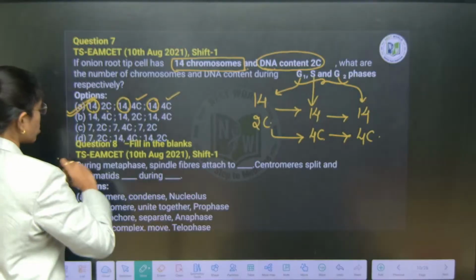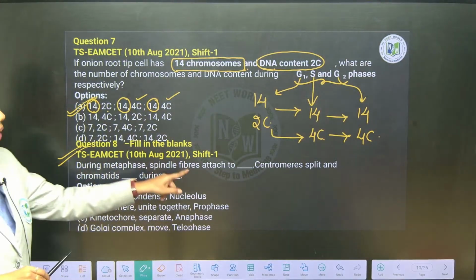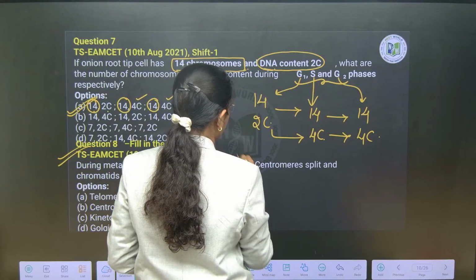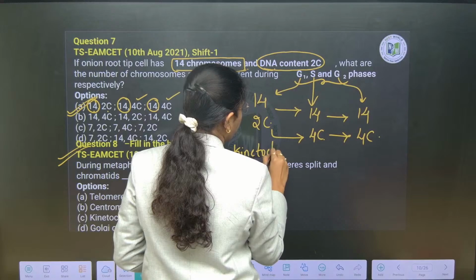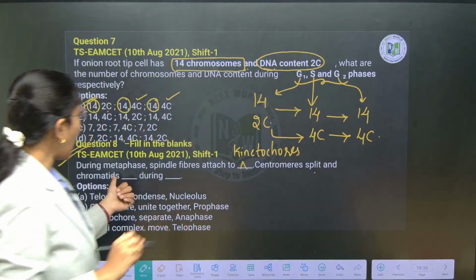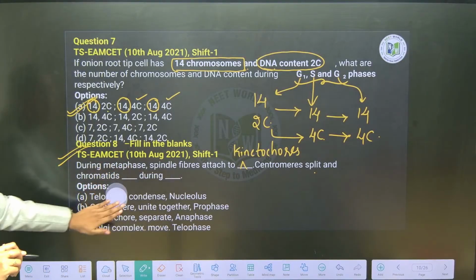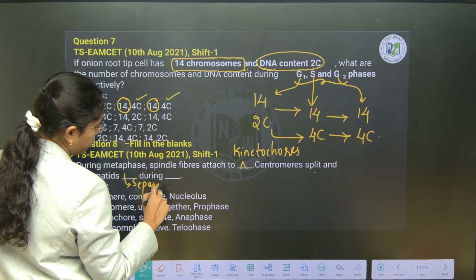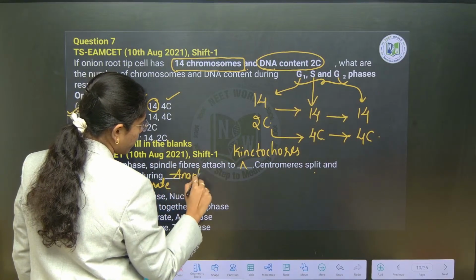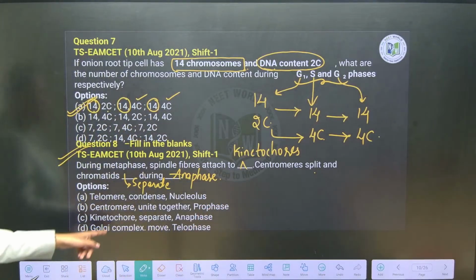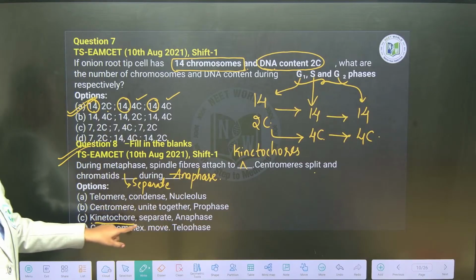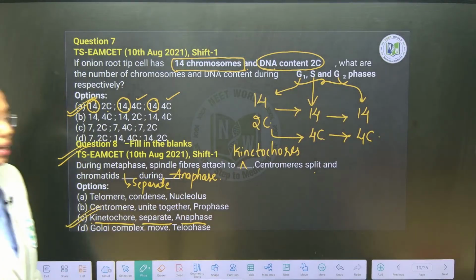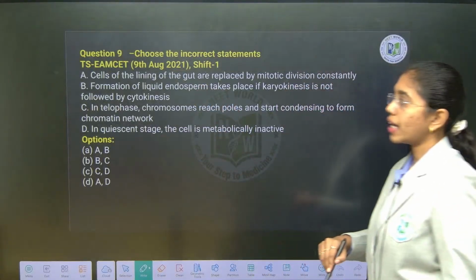Okay. Here if you see the next question, during metaphase, spindle fibers attach to what? Kinetochores. Spindle fibers attach to kinetochores. Where do centromeres split and chromatids separate, during which phase? Anaphase. Chromatids will separate during anaphase. Clear, right? So during metaphase, spindle fibers attach to kinetochores, and centromeres split and chromatids separate during anaphase. So here it is option C. Clear, right?